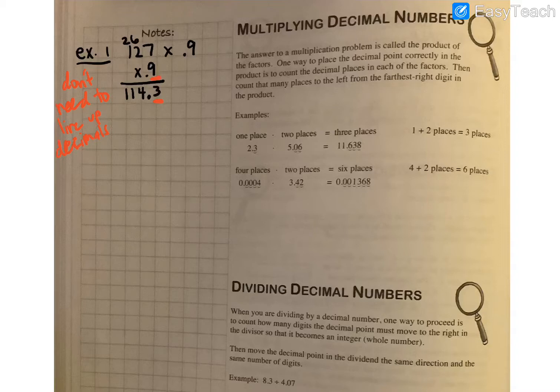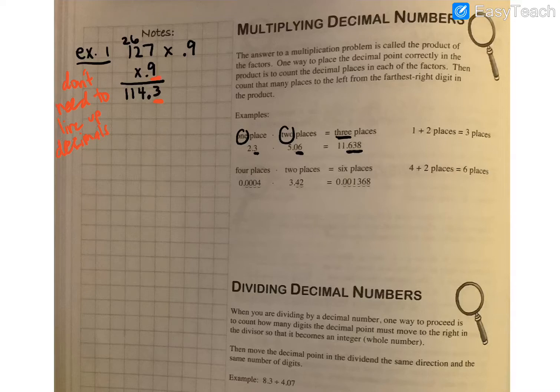So just like they show over here, if I do these two numbers multiplied, this first number has one decimal place. This one has two numbers behind the decimal. So if I do 1 plus 2, there should be 3 numbers behind the decimal. So 1, 2, 3. Same thing on this problem. This number has 4 decimal places. This one has 2. So 4 plus 2 would be 6. So you know that there has to be 1, 2, 3, 4, 5, 6 numbers behind the decimal.